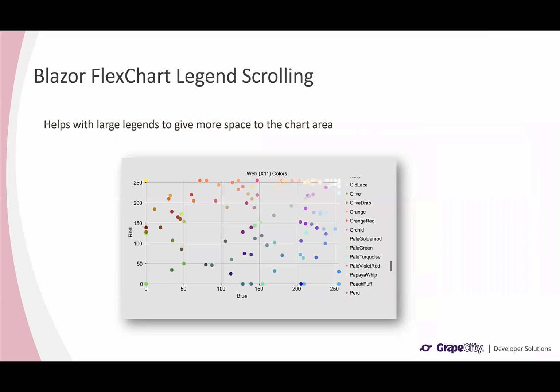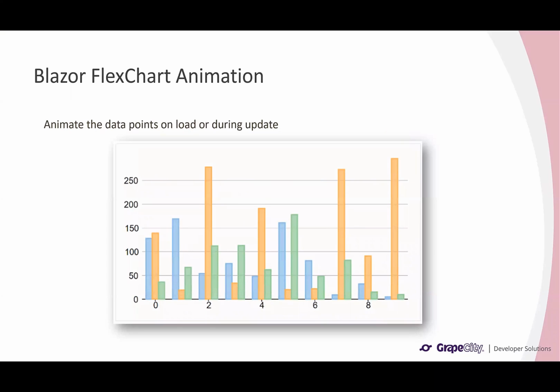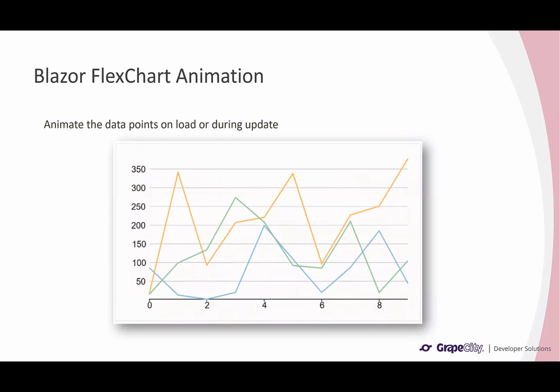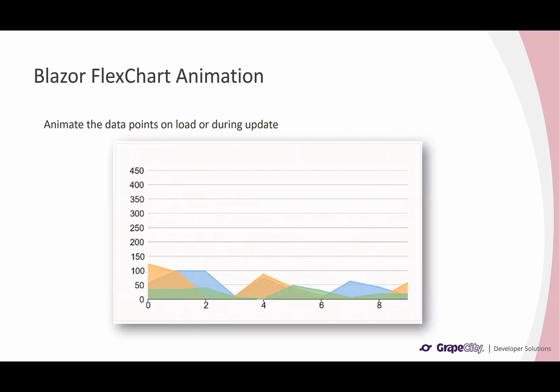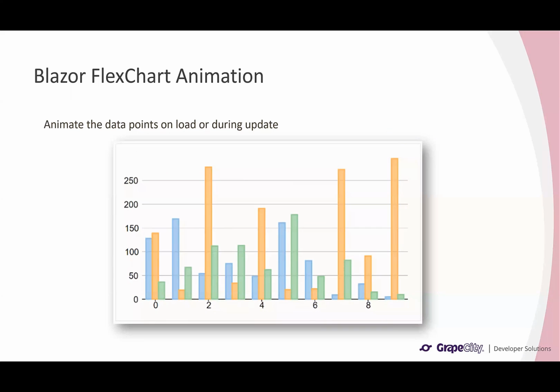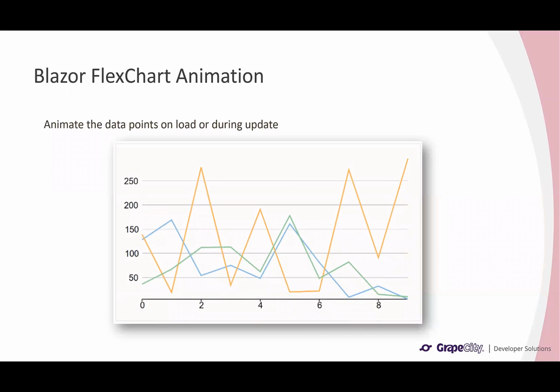In addition to axis scrolling, we've also added legend scrolling. So if you have too many items in the legend, they'll all be able to fit in the chart area without taking away space from the actual plot area. And lastly, for Blazor, the chart now supports animation for both updating and loading data points. As I mentioned, all of these FlexChart enhancements work well for Blazor Server and WebAssembly.